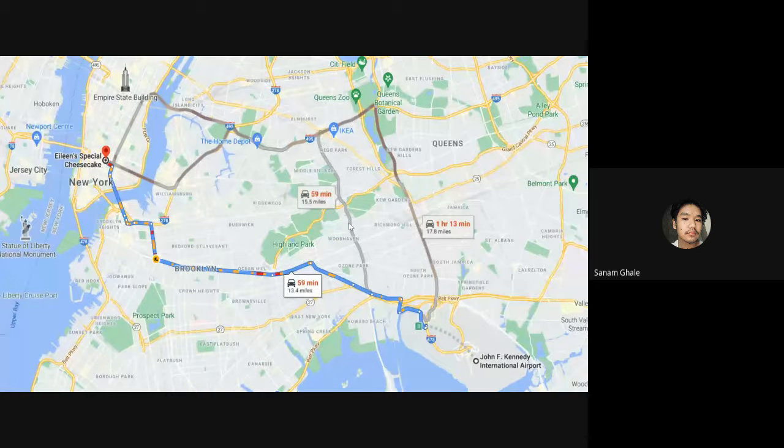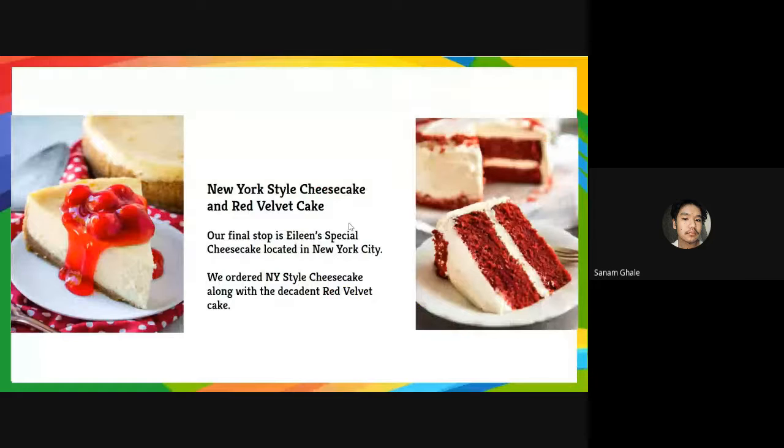After we got there, we saw the place was really pretty, and the waiter suggested that we have a New York style cheesecake and a red velvet cake. Both cakes were really delicious, but I especially liked the New York style cheesecake, as it was really delicious and flavorful. If you ever find yourself in New York, I definitely recommend you try the New York style cheesecake of this place.